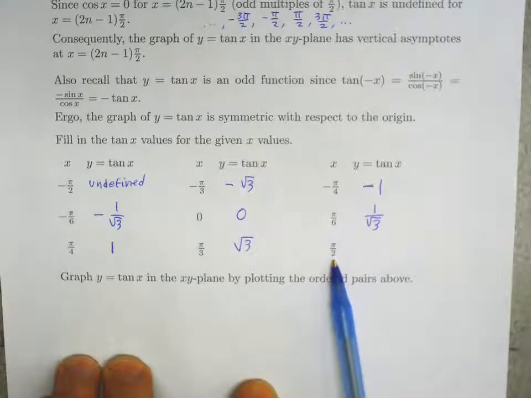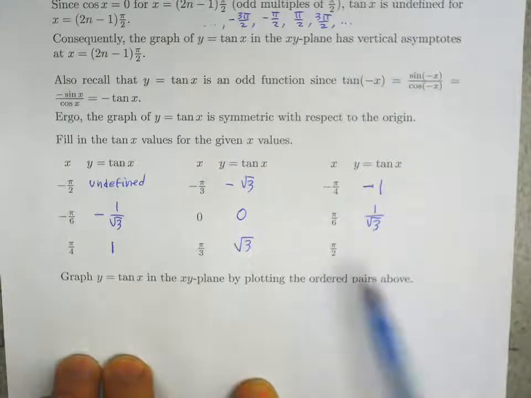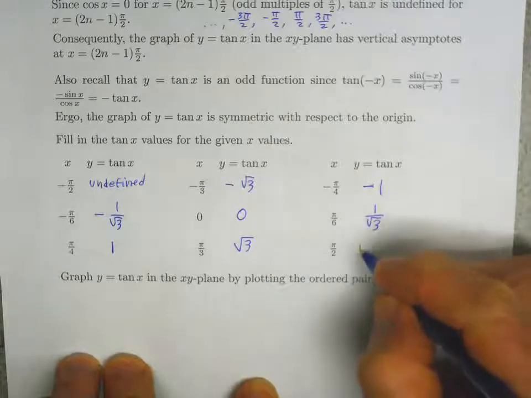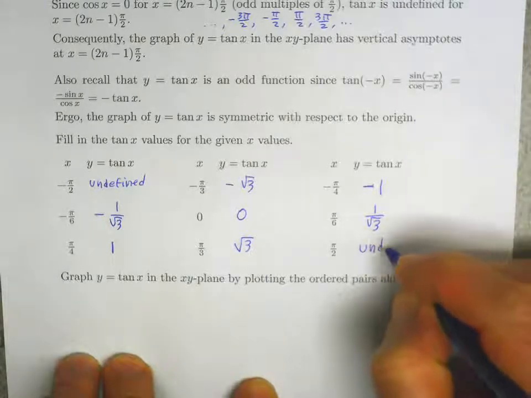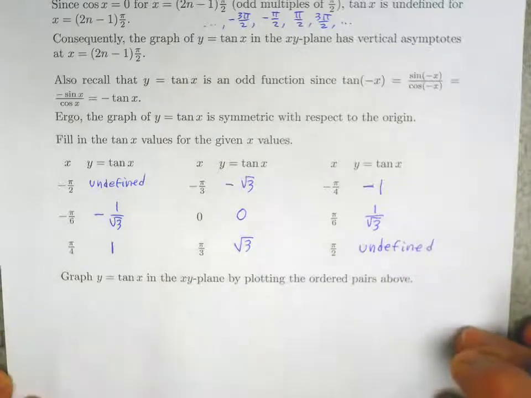Sine of pi over 2 is 1 in the numerator. Cosine of pi over 2 is 0 in the denominator. So 1 divided by 0 is undefined. So tangent of x is undefined at x equals pi over 2.